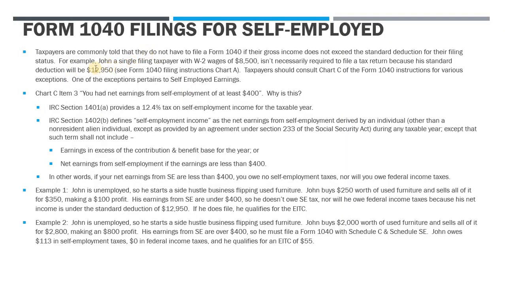So why does this issue arise? Well, it comes up because when we talk about Form 1040 filings, often what we hear is that you don't have to file a 1040 if your income is below the standard deduction, right? So we hear, okay, John is a single filing taxpayer. He's got W-2 wages of $8,500. The standard deduction for a single filer in 2022 is $12,950. So in this case, John wouldn't have to file a tax return, right? Because he could just say, well, my income was underneath the threshold, so I don't need to file.